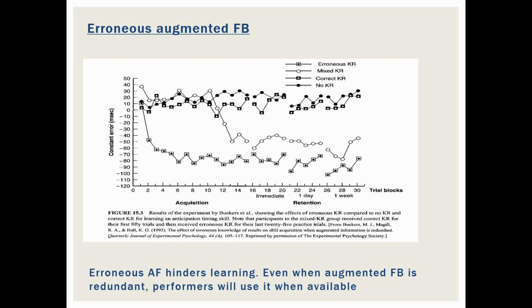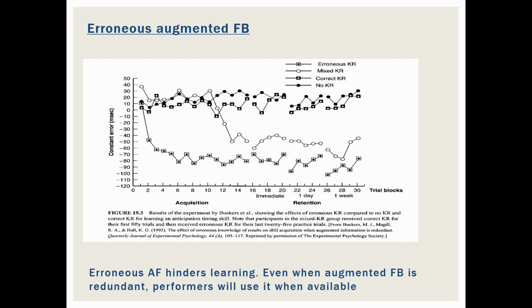They feel that in order for them to be valued, they have to provide lots of feedback. They have to provide lots of information to their learners. However, what they don't know is that when you provide augmented feedback that is erroneous, that is incorrect, which happens very easily when you're a coach or an instructor, it is very easy to give erroneous augmented feedback. If you give erroneous augmented feedback, the learner listens to that feedback or uses that feedback even when it's redundant. If it's there, performers are going to use that.